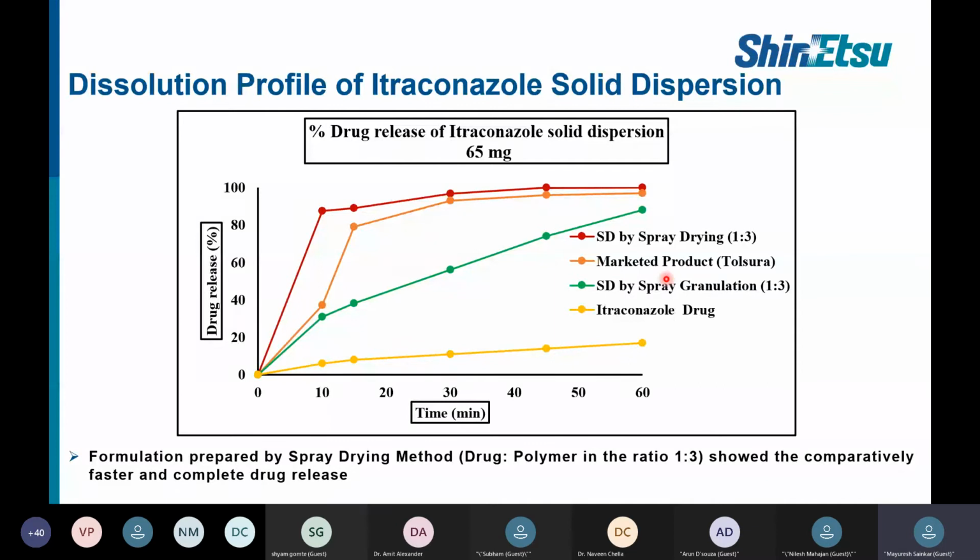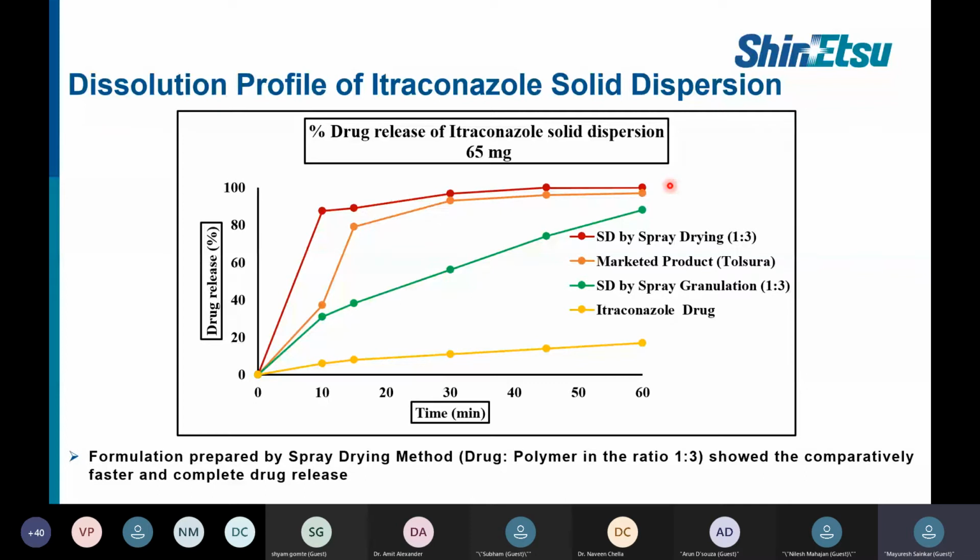So from this comparison study, what we come to know is that the formulation prepared by spray drying showed a comparatively faster and complete drug release profile as compared to spray granulation. And on this basis, we can also conclude why Tolsura has used spray drying as the most suitable method for the solid dispersion of itraconazole.